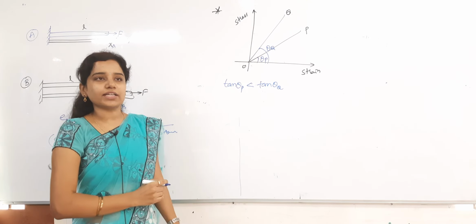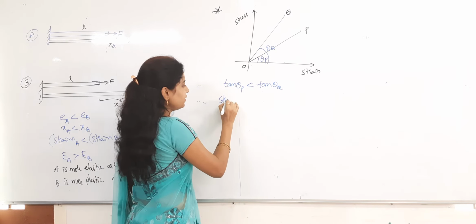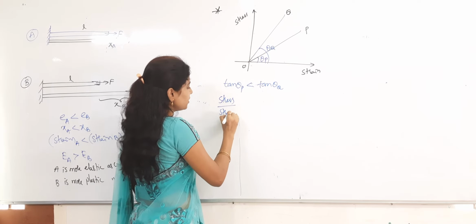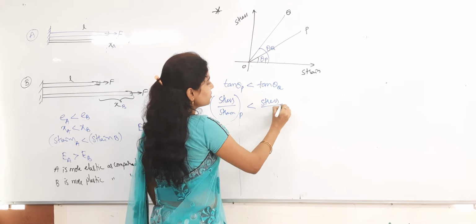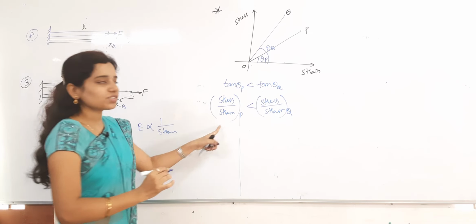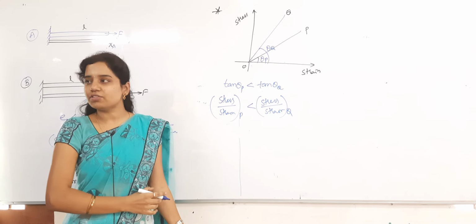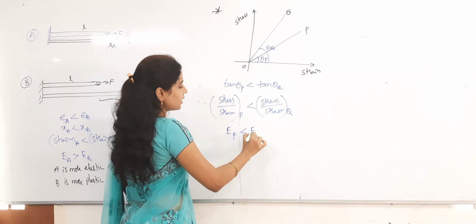Tan theta is nothing but, what I can write here, stress divided by strain. So stress by strain of P is less than stress by strain of Q. Correct? Then stress by strain formula is what? Elasticity only, right? So the elasticity of P is less than the elasticity of Q.